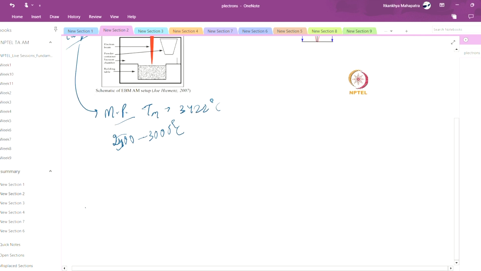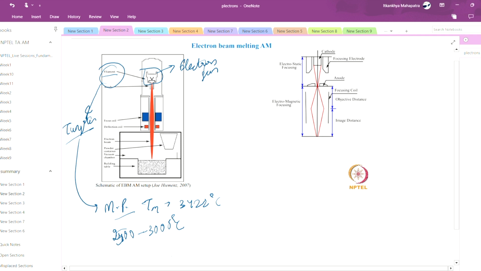The melting process is similar to the laser beam also, but the only difference is here we are using an electron beam and creating a vacuum. In laser we do not have a vacuum. The other thing you can see here is the anode, and electrons are moving towards the cathode. Some focusing elements are there, focus coil and deflection coil, which we have already discussed, and magnetic coils are there. This helps us to converge the electron beam.